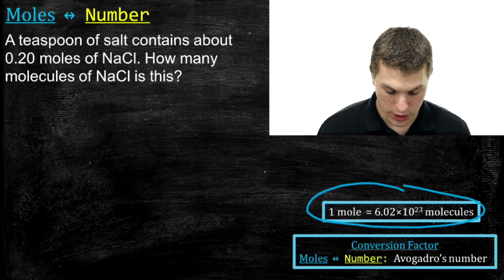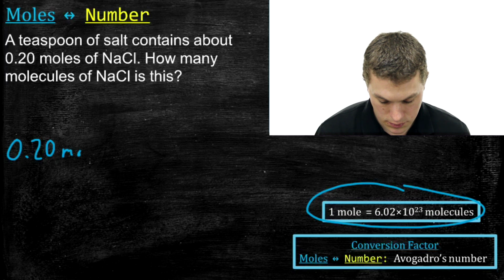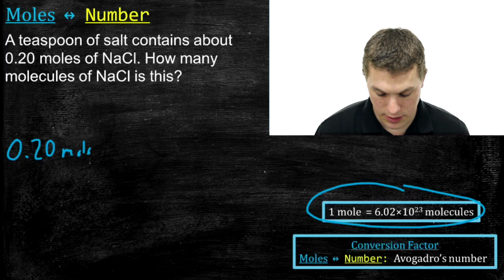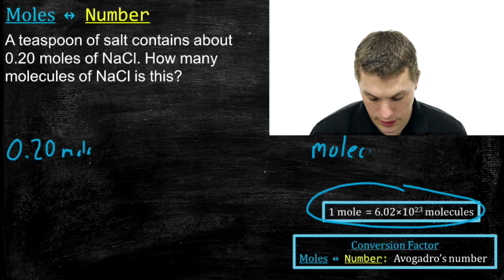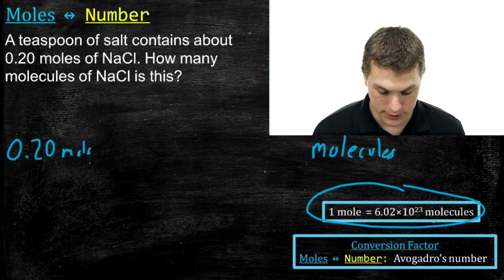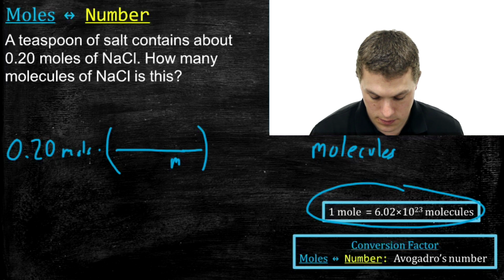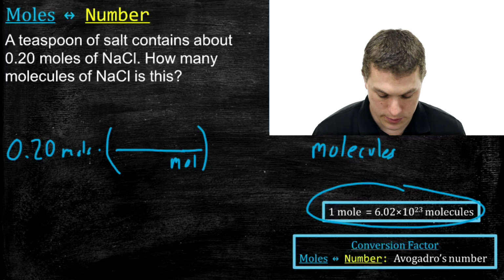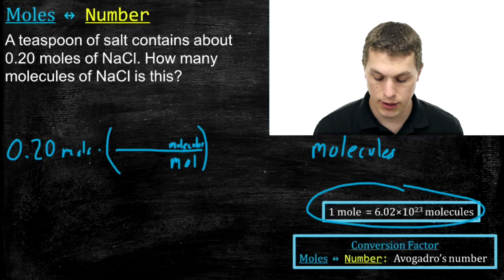And so we can use that equality to write a conversion factor to go between moles and molecules. So we know that we're starting in this case with moles, and that eventually we want to get to molecules. And so we're going to need to write a conversion factor that gets rid of moles and gives us molecules. And that means that when we write our conversion factor, we want moles to go on the bottom, and we want molecules to go up top.